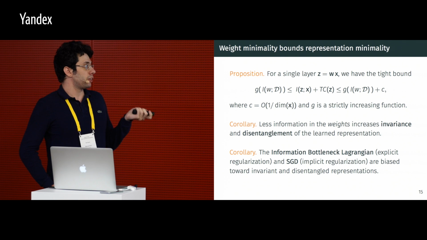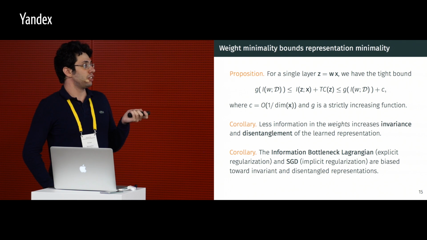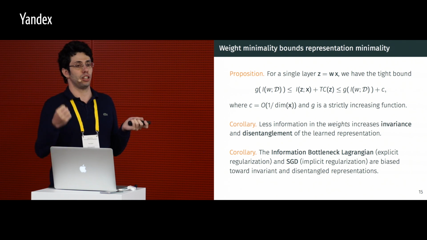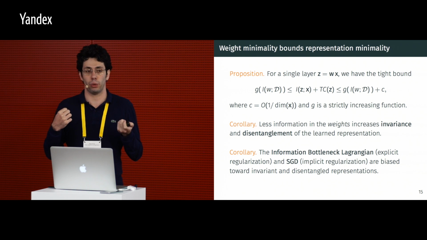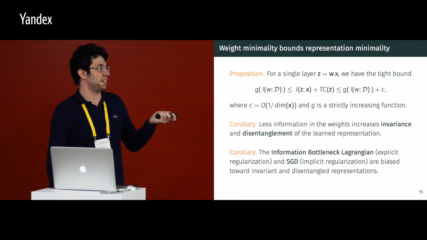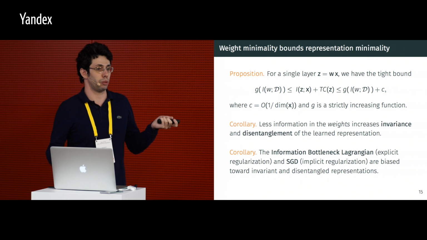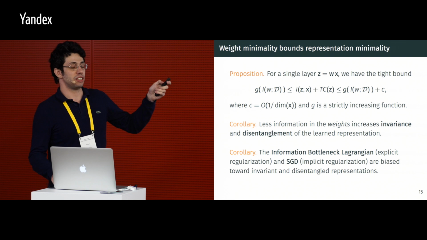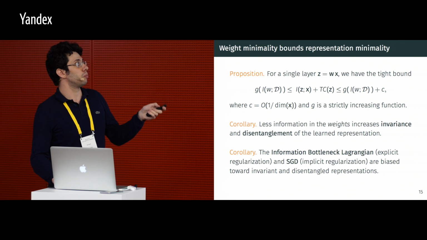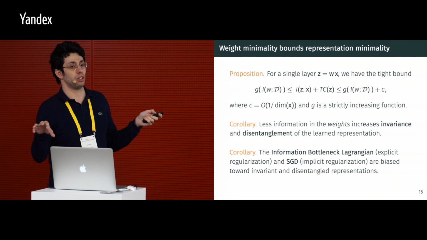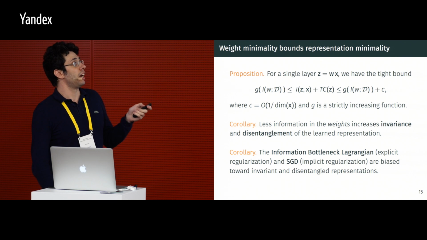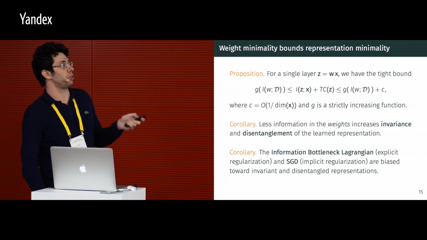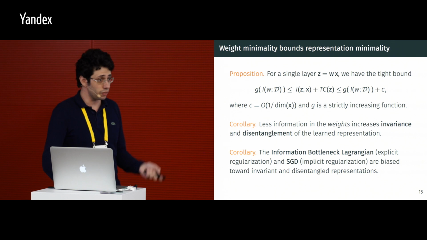Therefore, if we train the network either using an explicit regularization that reduces the quantity of information in the weights, or we train with stochastic gradient descent that also reduces the quantity of information in the weights, in both cases we learn a representation of the data which is both more minimal and therefore more invariant to all the nuisances by the preceding theorem, and more disentangled because we also minimize the total correlation.